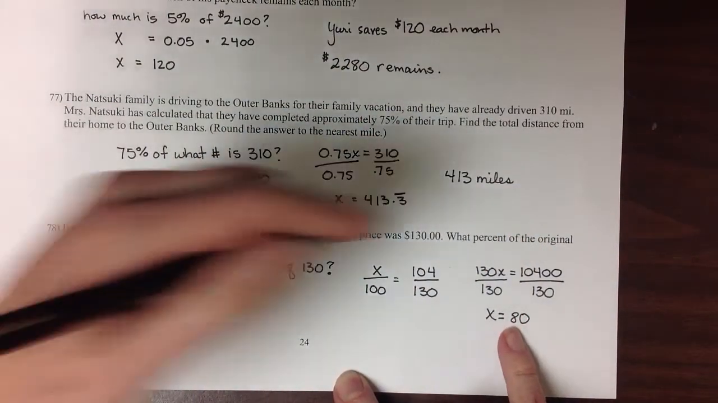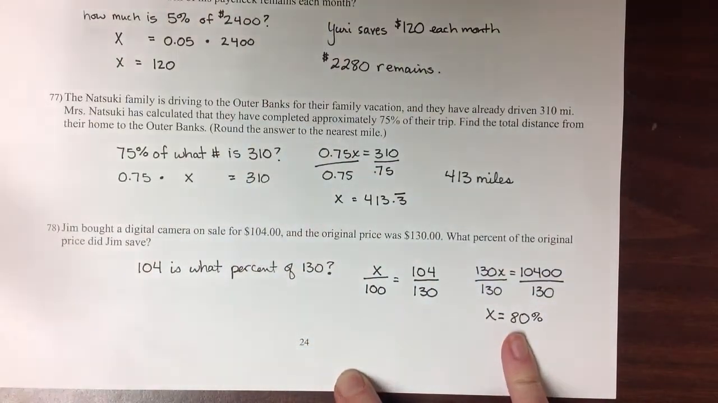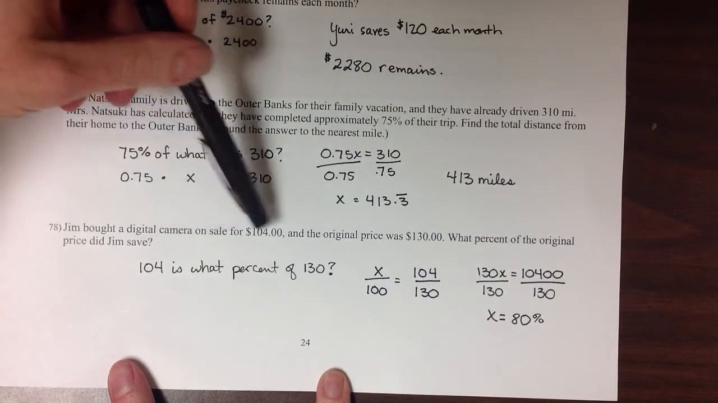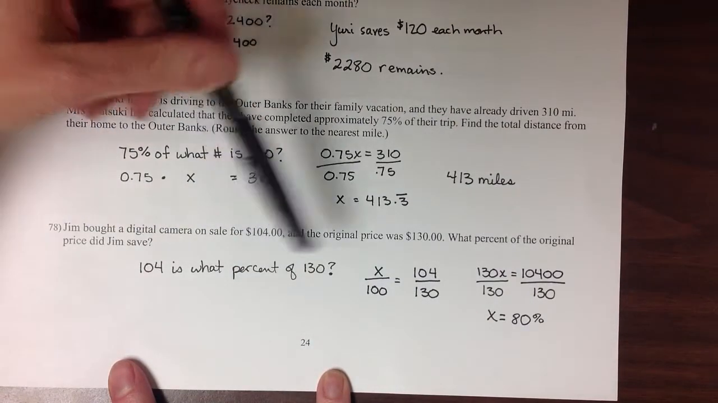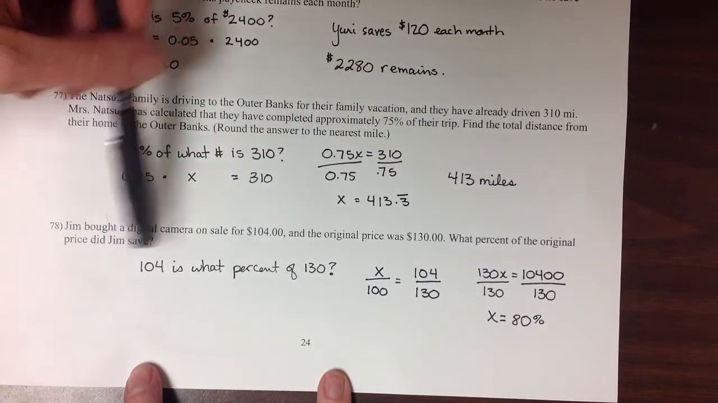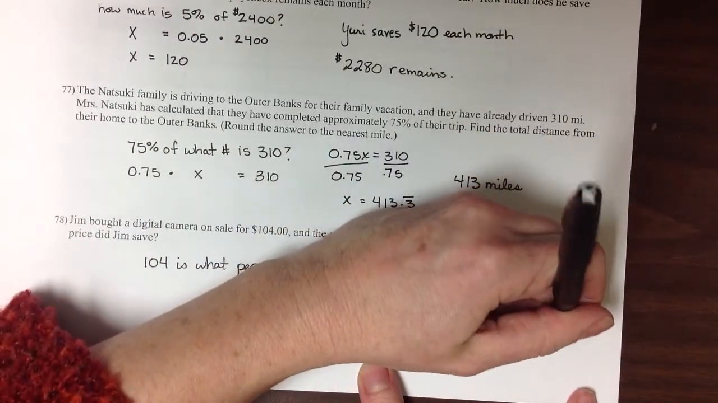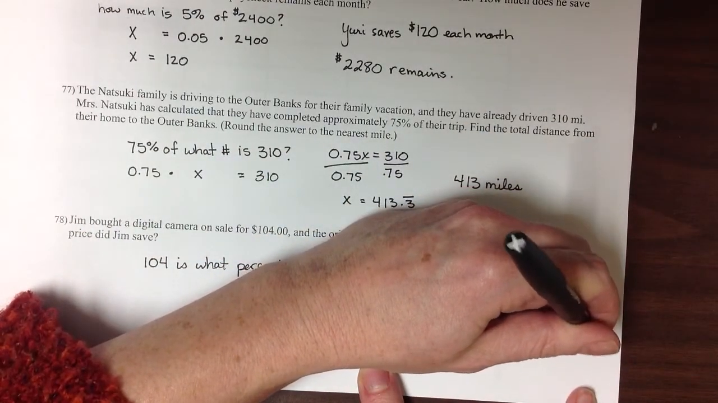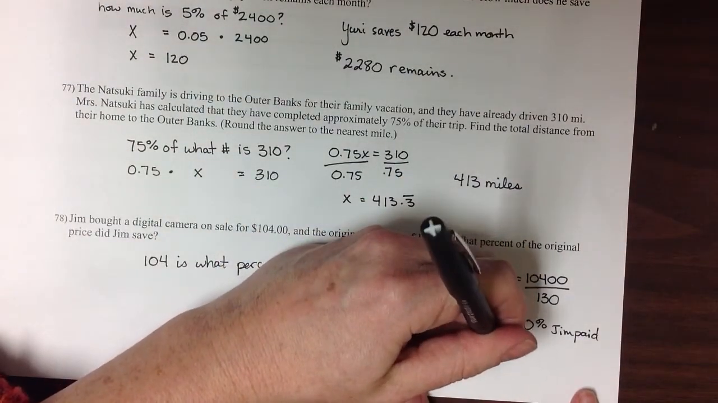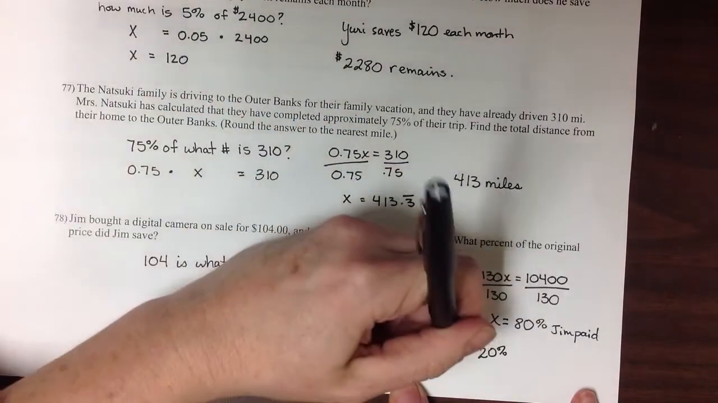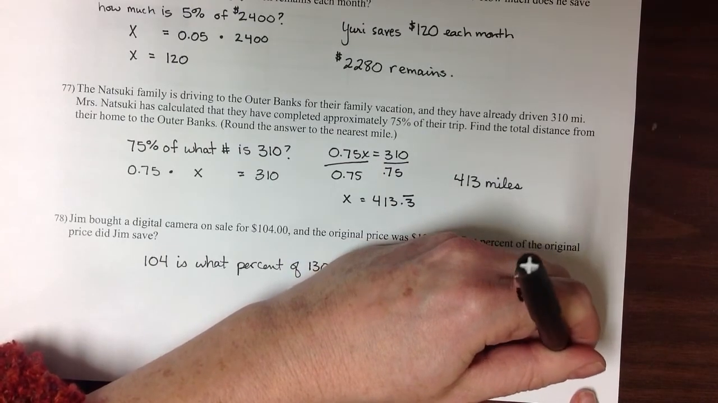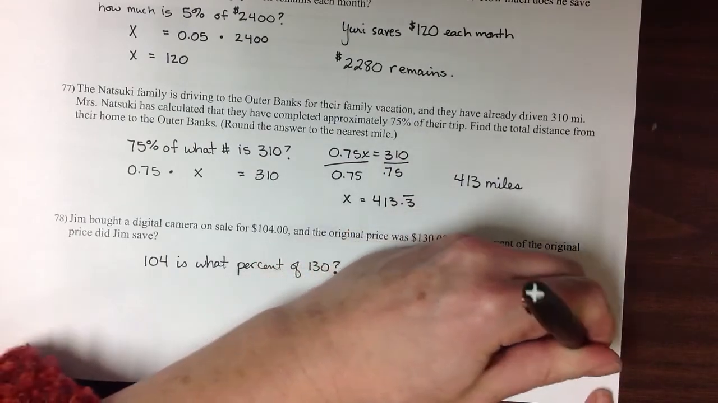So this percent, this 80%, is actually telling us what percent Jim did pay for the camera, because he paid $104 for it. The question asks us to answer what percent of the original price did Jim save. So if Jim paid 80%, Jim saved 20%.